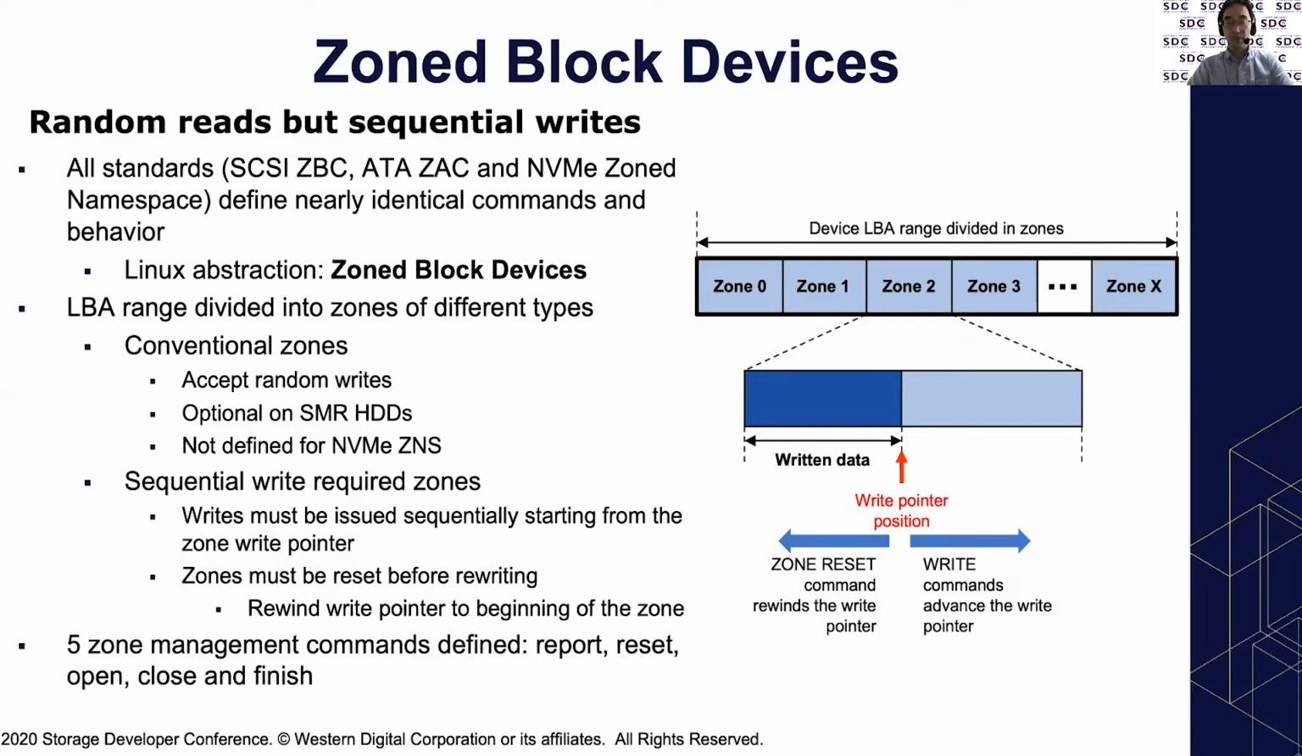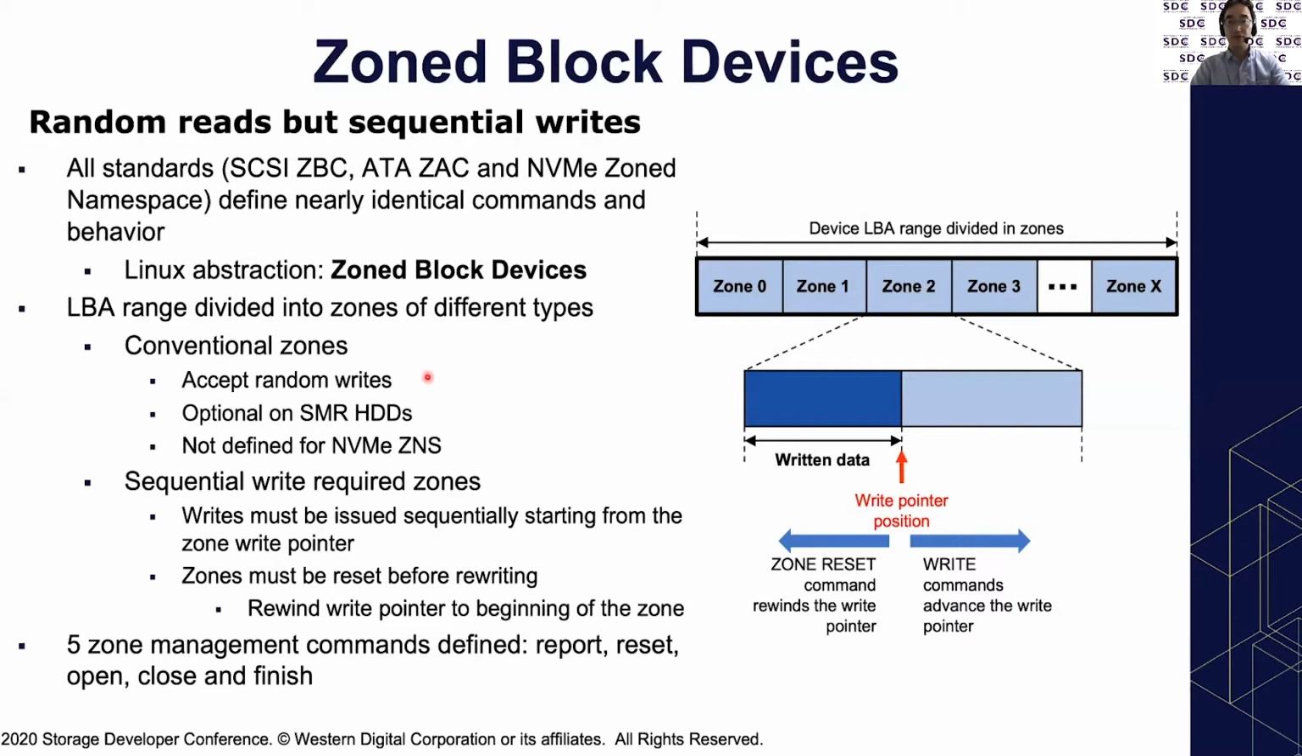Instead of the benefit, zoned block devices have a restriction. It can do random reads, but writes must be sequential. Each device is divided into zones. Each zone has a large size. For HDD, its typical size is 256 megabytes. There are two types of zones: conventional zones and sequential write required zones.